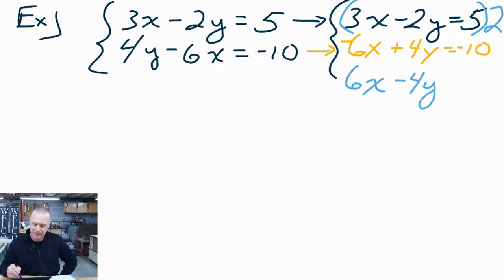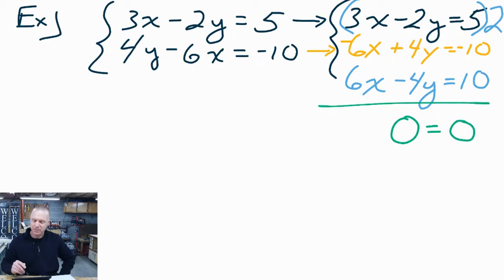Looks like I now have the opposite of the y's. And, oh geez, it looks like I actually have the opposite of the constants also. Okay, now I'm adding the gold and blue equation because those two equations have been changed so that I have opposites. But when I add them together, it seems like I end up with something, well, once again, that's kind of strange.